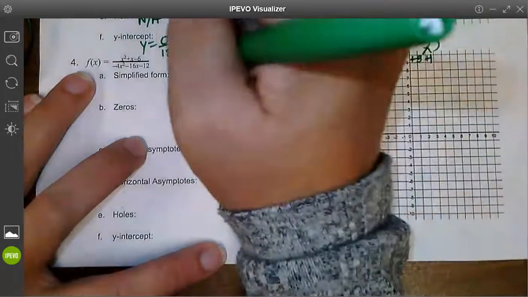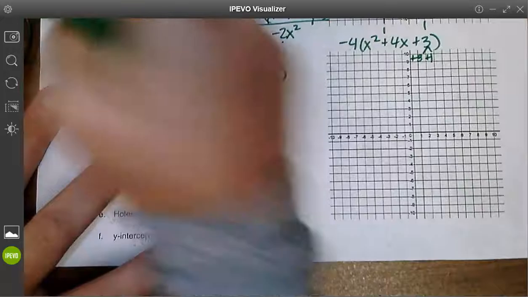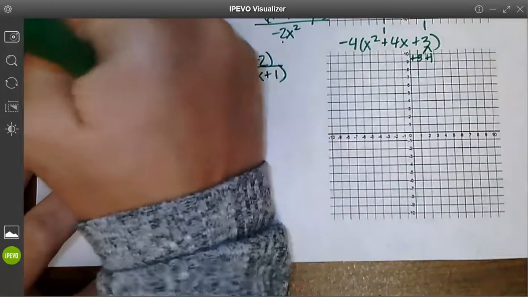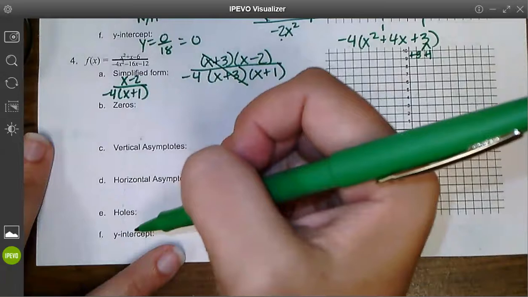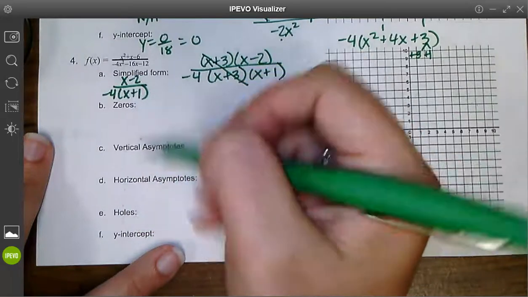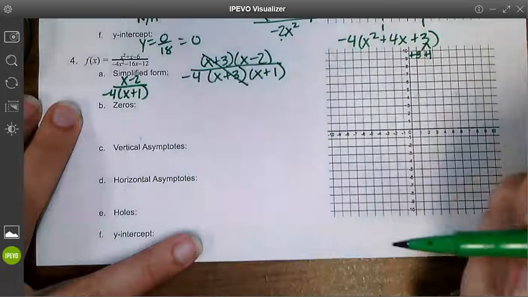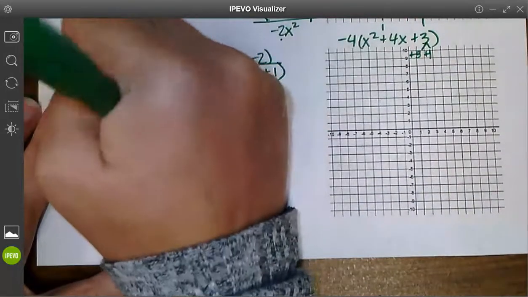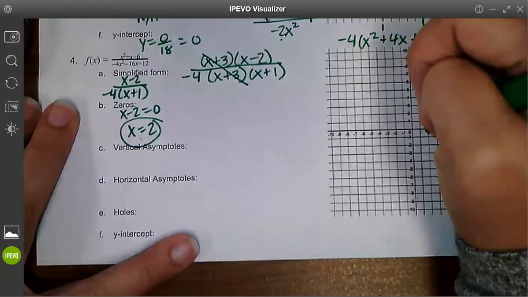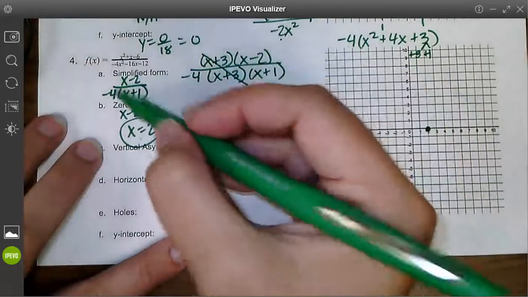Now this time, these x plus 3's cancel out. So my simplified form is x minus 2 over negative 4 times x plus 1. You're always going to use your simplified form when you're answering all these questions. Your simplified form is what you need. Zeros are your simplified numerator. So I have x minus 2 equals 0 or x equals 2. So I only have the 2 there. Not the x plus 3, just the simplified form.